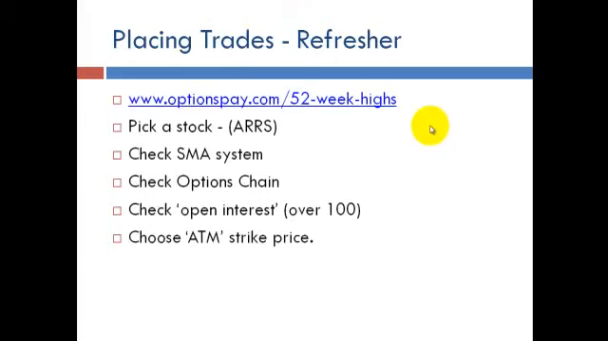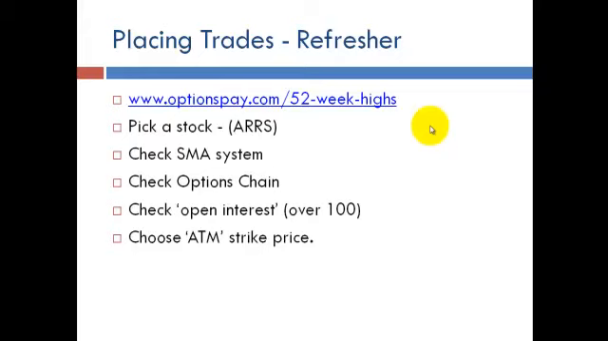Okay, so how do you place a trade? You go to optionspay.com/52 week highs. Isaac, welcome. You pick a stock. So I went to the website, looked at the 52-week high stocks, and I picked ARRS. And you check the SMA system, you check the options chain, you check open interest over 100, and you choose the at the money strike price.